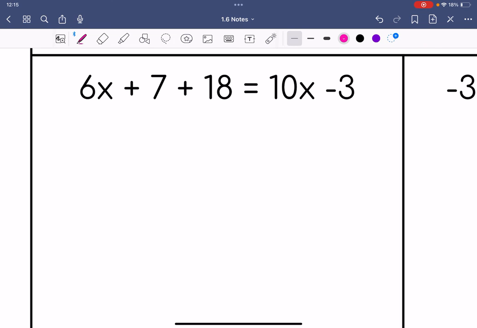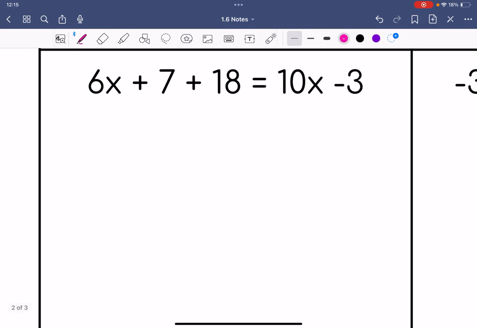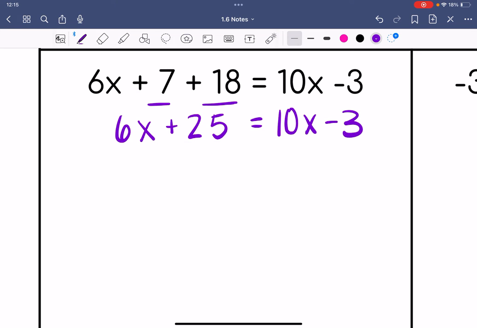Next one we've got here is 6x plus 7 plus 18 equals 10x minus 3. The first thing that we're going to do on this problem is we're going to combine like terms. We've got a 7 and an 18 over here that can get combined. So my 6x stays by itself. My 7 and 18 can combine together to be 25. And then this is equal to 10x minus 3.